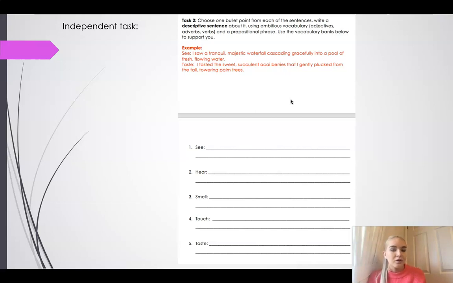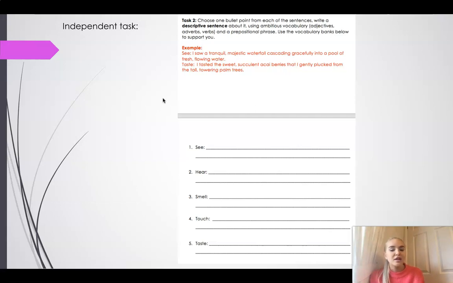So my example, you can see here that I've chosen to do see, and I've chosen to talk about the waterfall. And I've used the example that we talked about in class today, and then I've chosen to do taste, and I've used the same example. Remember the process, Year 4. Choose your sentence. So I saw a toucan, for example. I saw a something something toucan. I saw a something something toucan that was flying in the something. That was aggressively flying. That was rapidly flying.